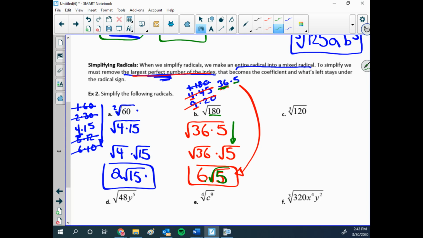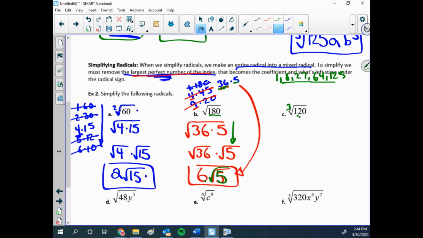Okay, the next one is how to convert the cube root of 120 into a mixed radical. Now, this is a little bit different because we are no longer looking for perfect squares. We are looking for perfect cubes. And if you remember perfect cubes, 1 times 1 times 1 is 1, 2 times 2 times 2 is 8, 3 times 3 times 3 is 27, 4 times 4 times 4 is 64, 5 times 5 times 5 is 125. So I need a set of factors that has at least one of those numbers in it to convert that into a mixed radical.